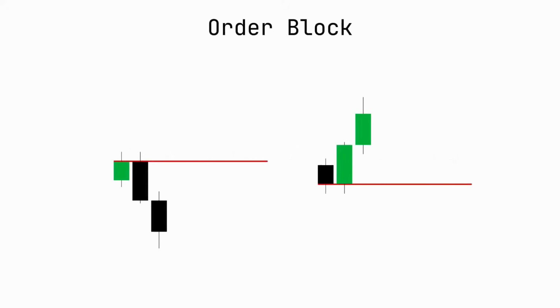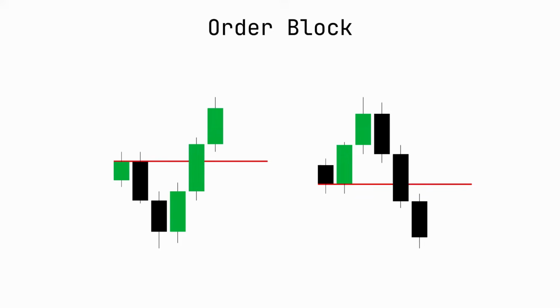How is the order block zone formed? An order block forms when price breaks out of a key level. For a bullish order block, this usually looks like a sell candle followed by buy candles, and then a strong close above the previous resistance area. For a bearish order block, it's the opposite: a buy candle followed by sell candles, and then a close below the previous support area.